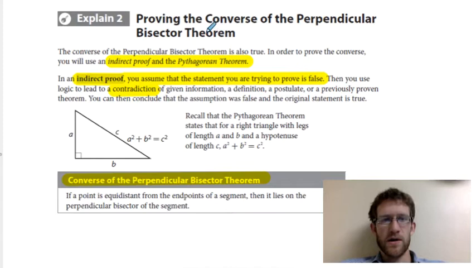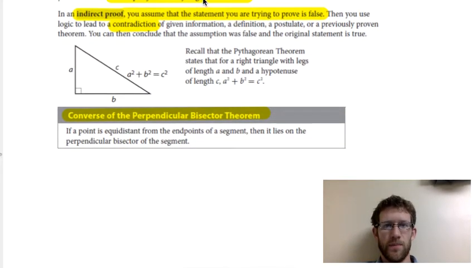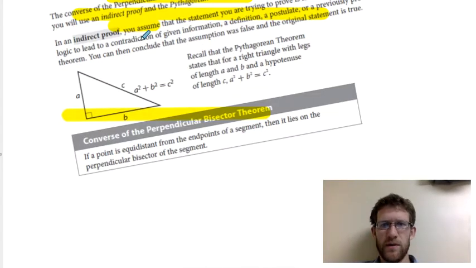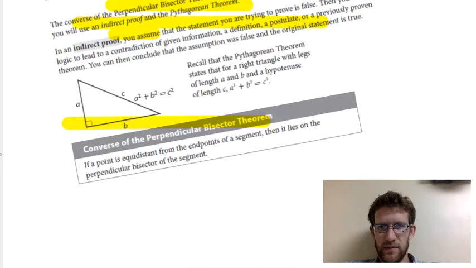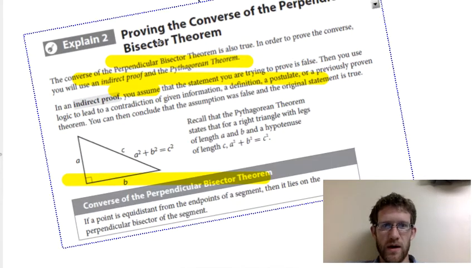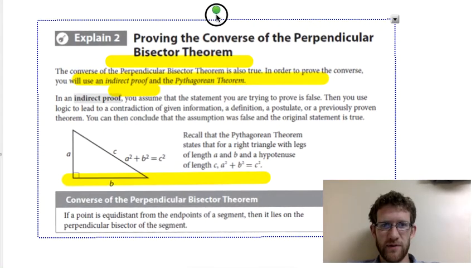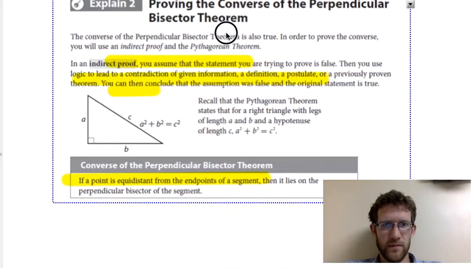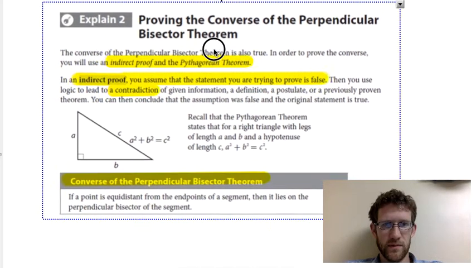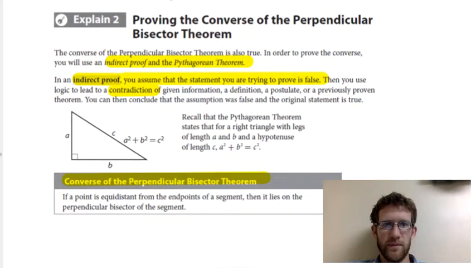Okay. We also have the converse of the perpendicular bisector theorem. So the converse of the perpendicular bisector theorem, we're just going to jump right into this. Remember the converse, we switch the if and then statements. If we have an if-then statement, we switch the if and then part. So the first part here, what's it? There you go.